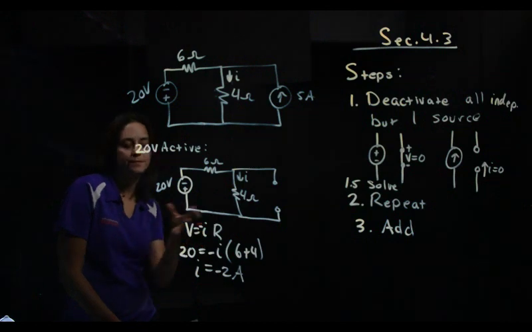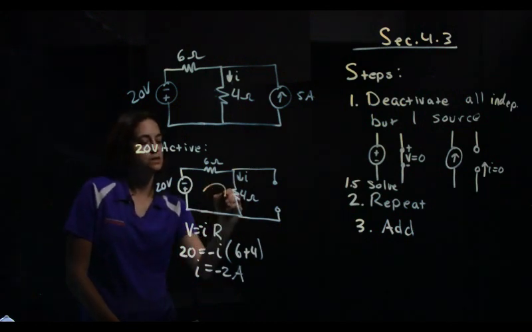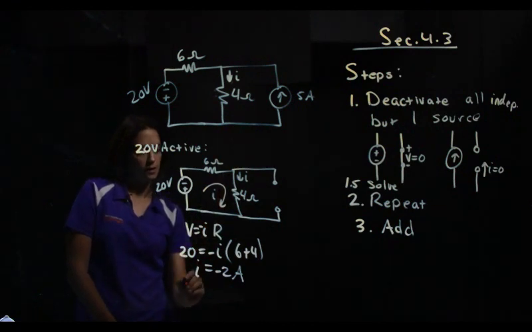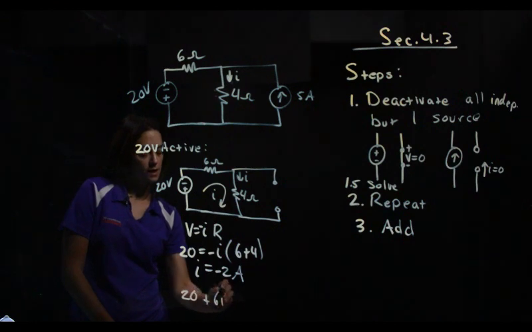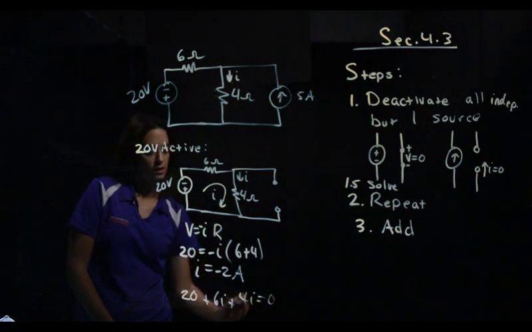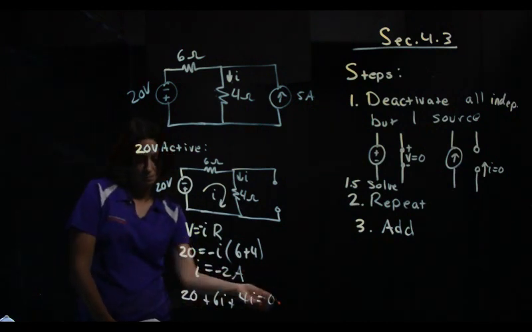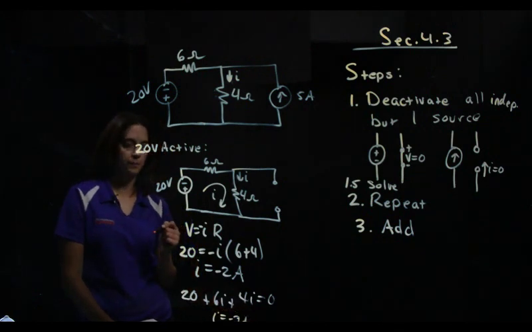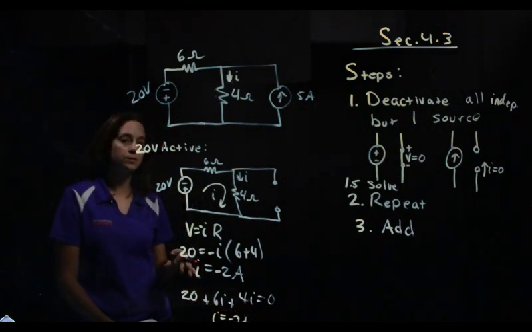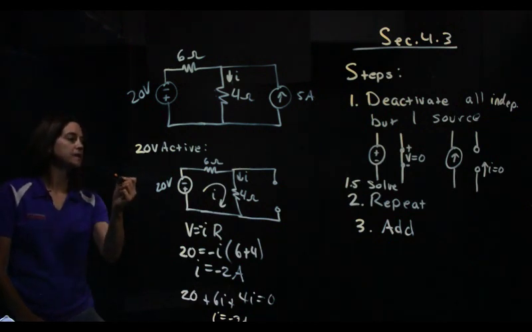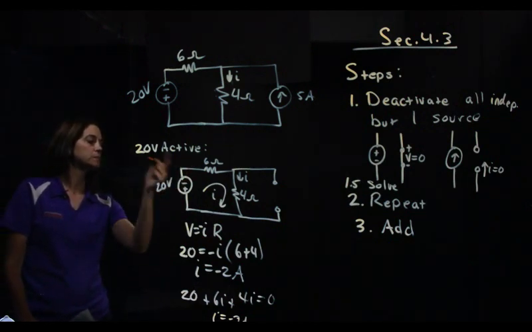Another way to do that, if that was a little bit confusing, just think of this as a mesh. So I want to write around this loop. I have 20 plus 6I plus, there's nothing on the other side now, 4I equals 0. That's going to give me an I of minus 2 amps. Same thing, okay? So you can look at these different ways, do whatever makes the most sense to you. Now I want to look at step 2, which is repeat.